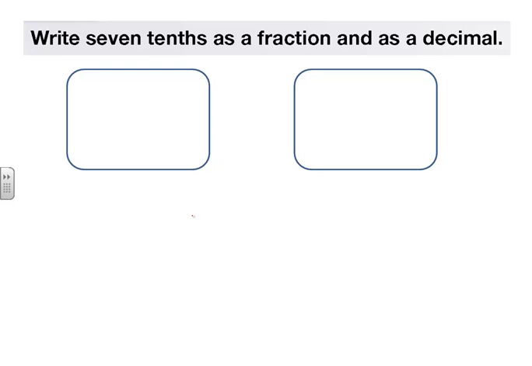Write 7/10 as a fraction and as a decimal. So 7/10 as a fraction. So I've got 7. Remember the previous slide was 3/10, so 7/10. That's our fraction. Our decimal is going to be 0.7. Those are both pronounced 7/10.